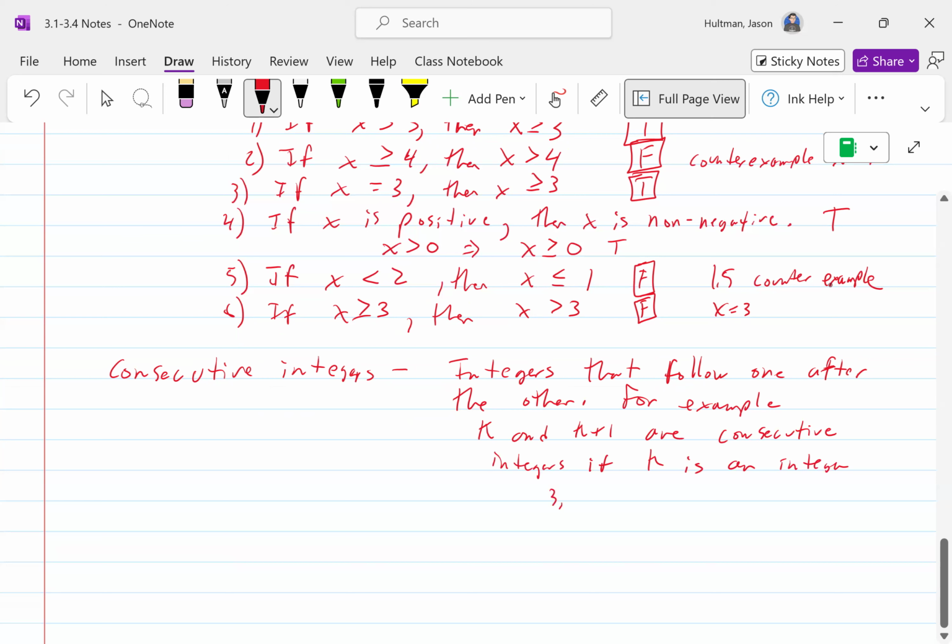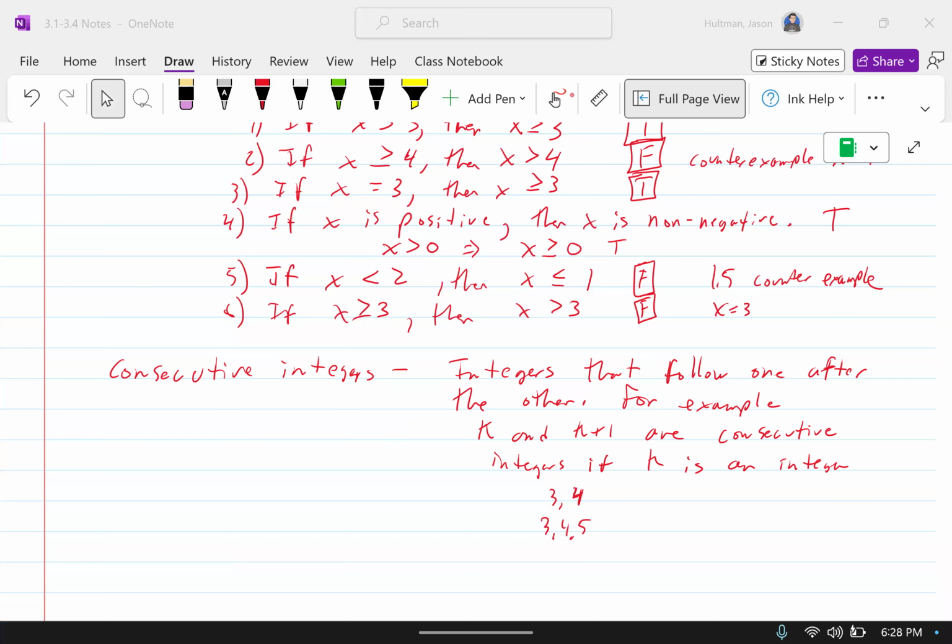So like 3 and 4 are consecutive integers. We could have 3, 4, 5, because 3 and 4 are consecutive and 4 and 5 are consecutive, so 3, 4, 5 are consecutive. And that is 3.1.